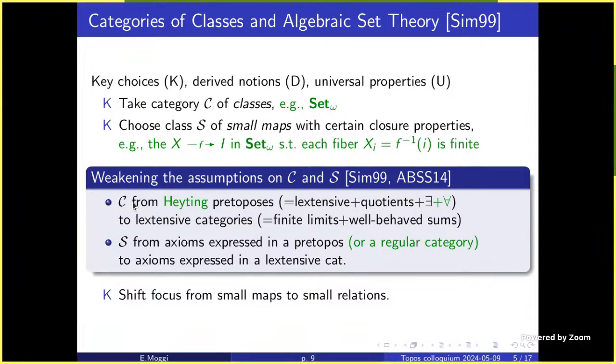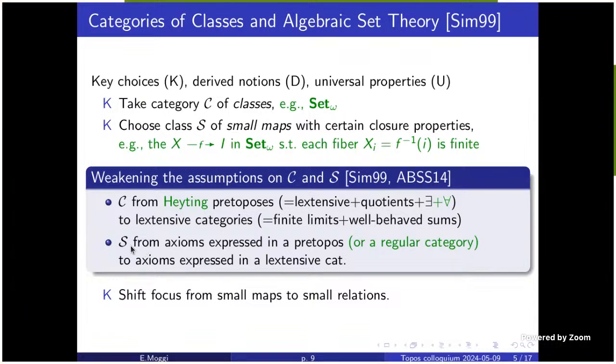I will be happy to replace this requirement on C with just the extensive categories. So just finite limits and well-behaved sums. As far as the small maps are concerned, usually the property of small maps requires the category C to be at least a regular category. So we have well-behaved images.